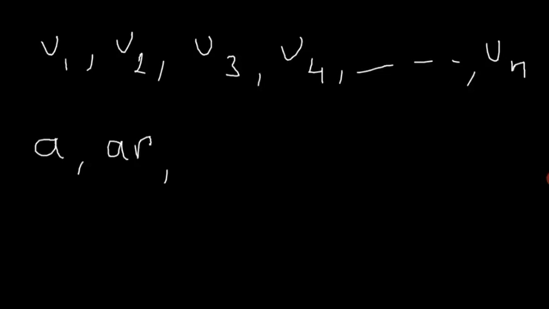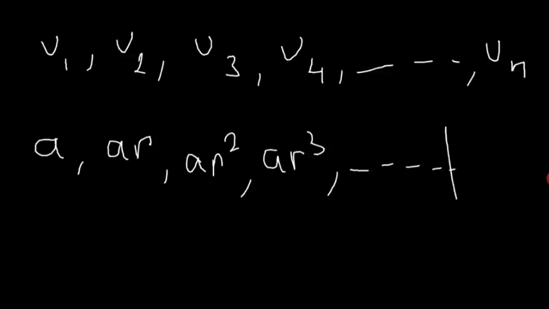Next I will do what? I will multiply R with the second term now. So AR into R will be nothing but AR squared, and so on. It will be AR cube and so on. So how do I find the nth term? We are finding the nth term here also, or the last term, or the ith term, whatever you say. Last term, how do we find?